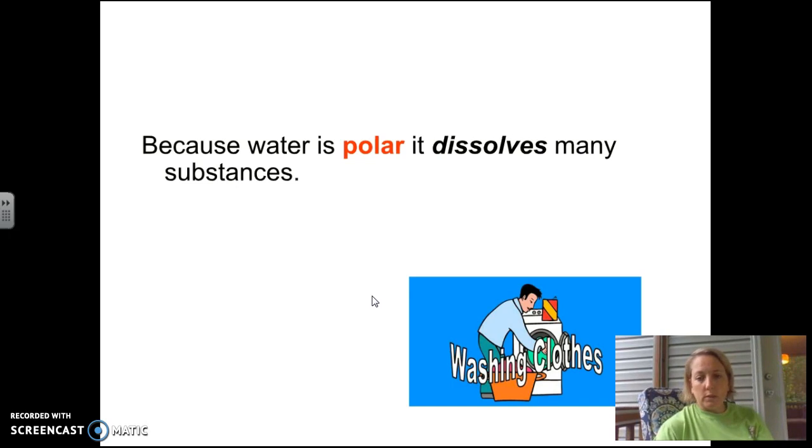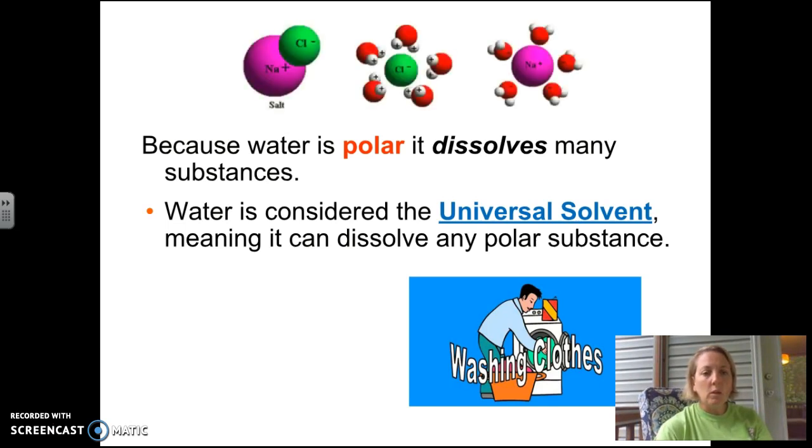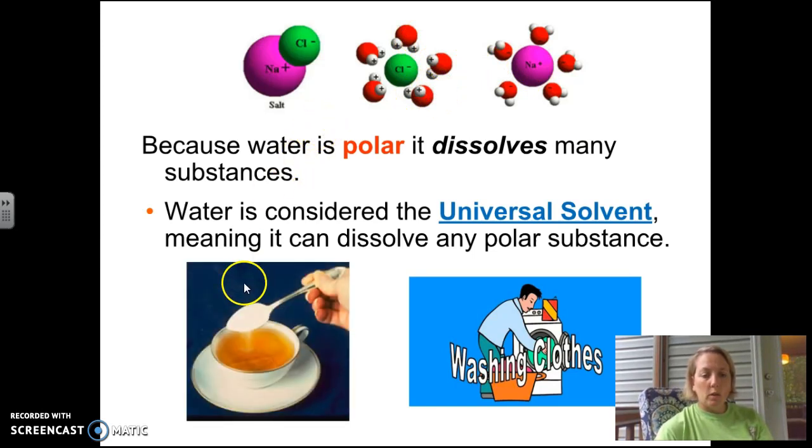Because water is polar, it dissolves many substances. Obviously ones that we know about are sugar water, salt water, those sorts of things dissolve very easily in water. It is considered a universal solvent, meaning it can dissolve any polar substance. Here are those examples. Here is an example of salt. When they bond together with the chlorine and the sodium, those water molecules are very attracted to it and therefore can dissolve it.